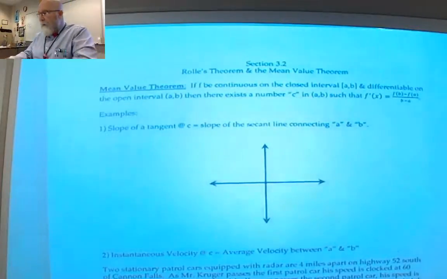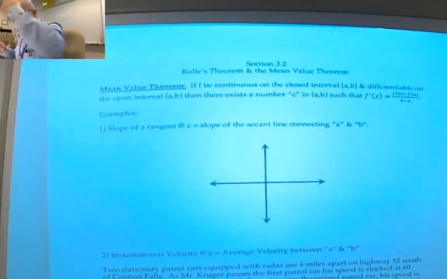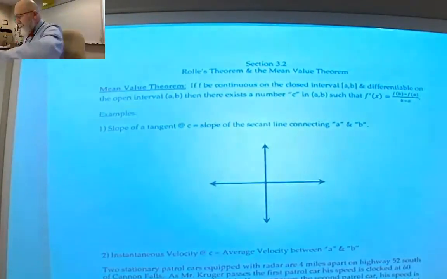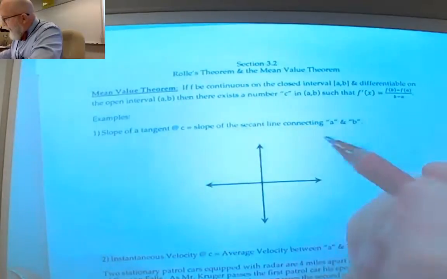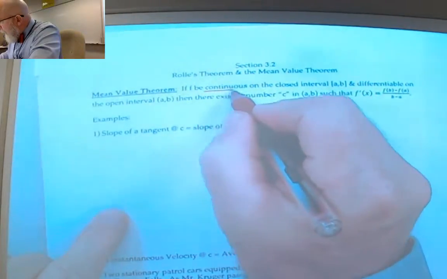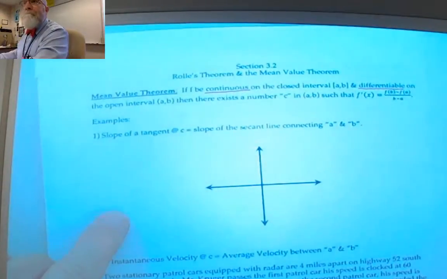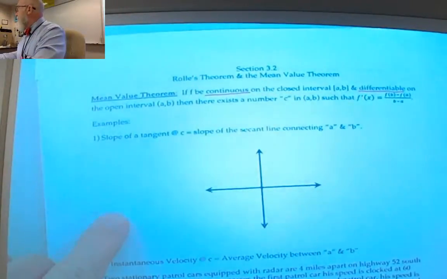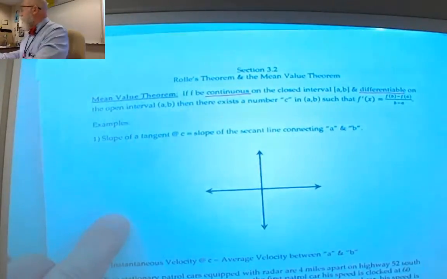Right, good morning. We're talking about the mean value theorem. And I think I started out with an equation, didn't I? Okay, so if you take a look at this, there's two things that I'm going to underline. I'm going to underline in red the words continuous and differentiable.